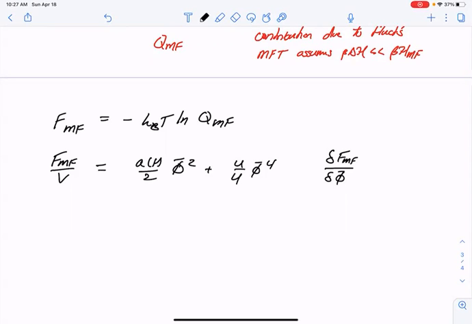We could invoke self-consistency to say that the average value of the field, the value of phi that we're expanding around, is that which minimizes that free energy, which essentially defines what that value of the field is, or allows us to calculate it.